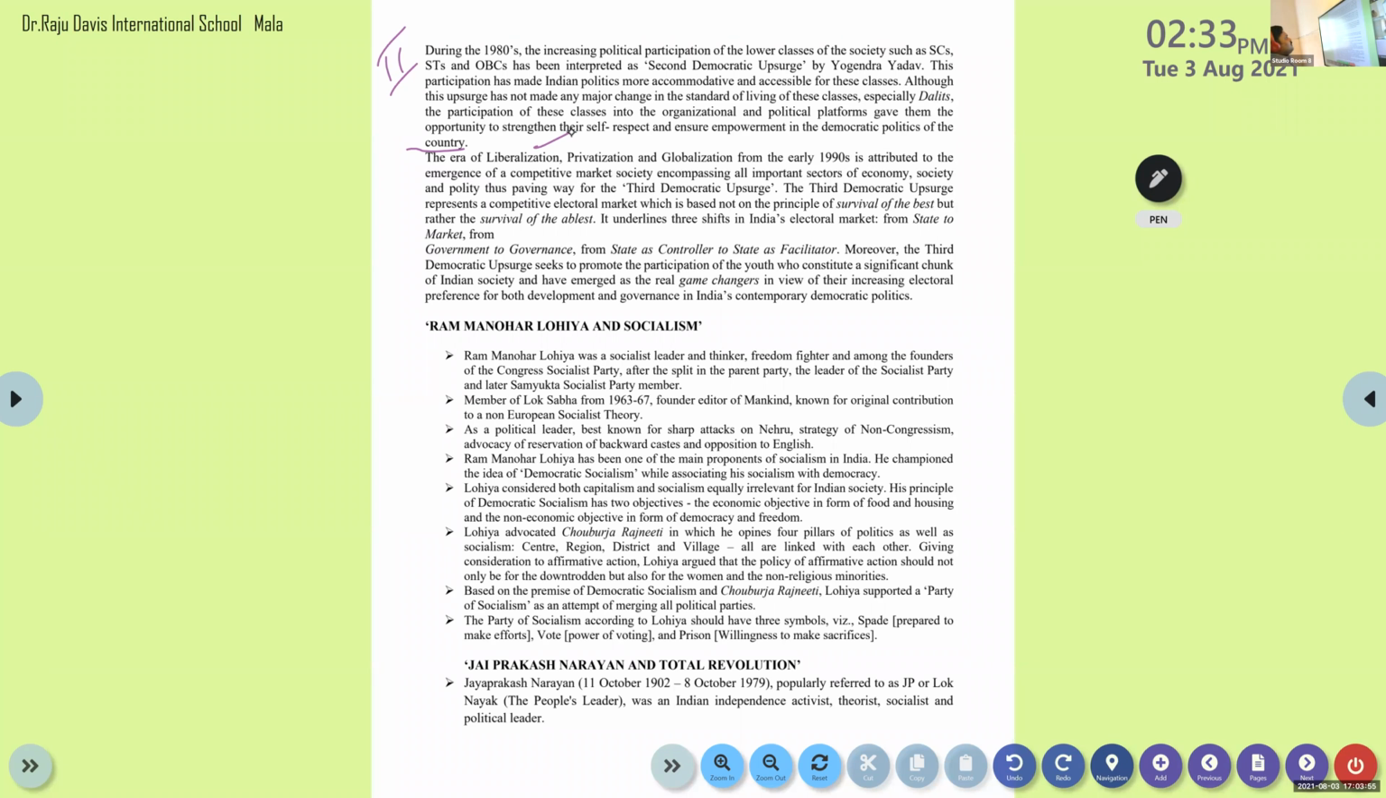Globalization from the early 1990s is attributed to the emergence of a competitive market society encompassing all important sectors of the economy.